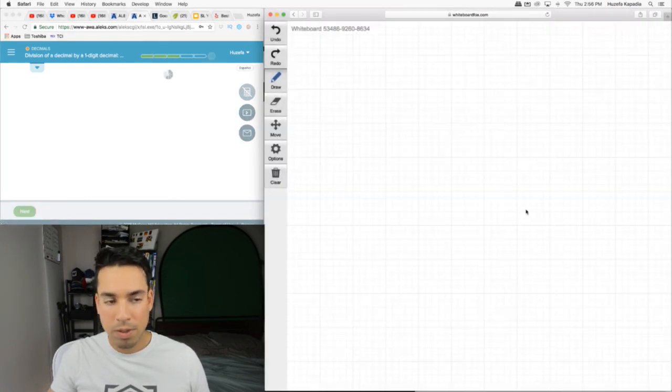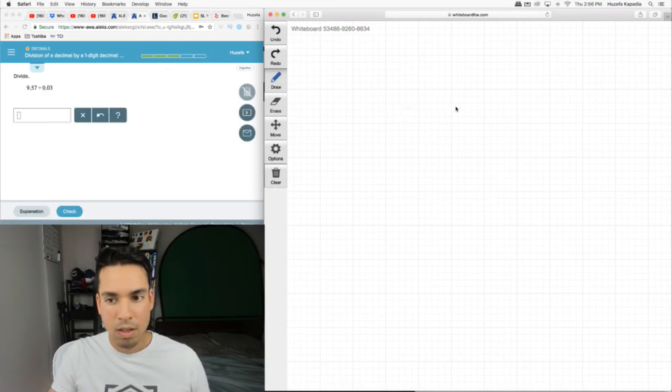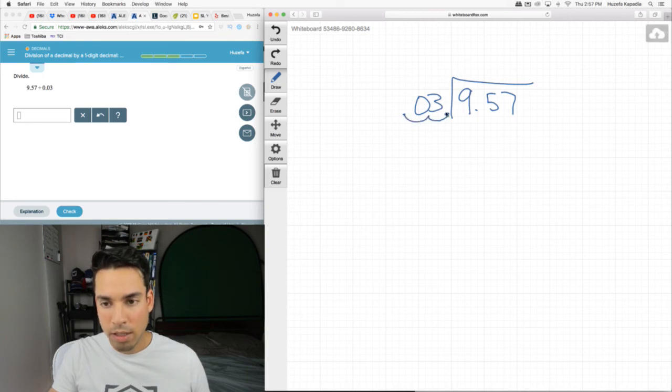All right, last problem here. 9.57 divided by 0.03. Same dealio. Let's move this guy once, twice. Let's move this guy the same amount, once, twice. Put that decimal right up top. And let's do the division.